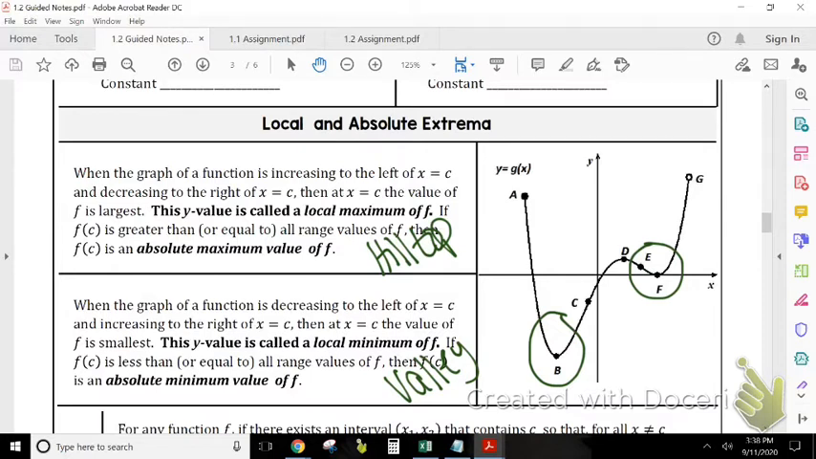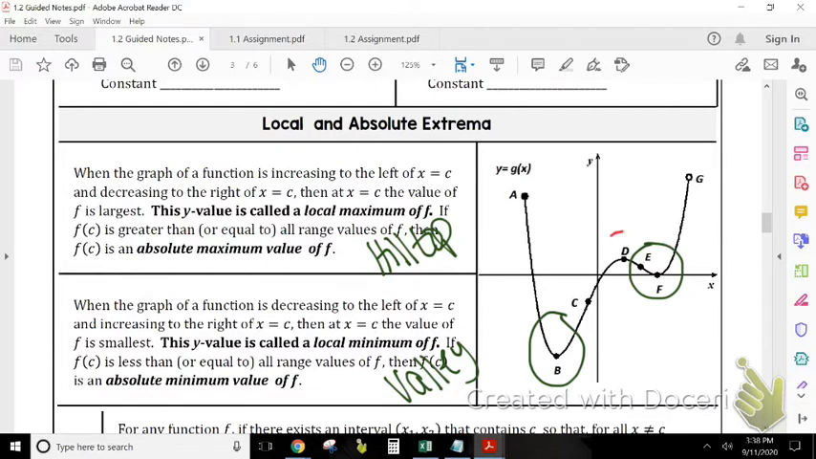So a local or relative maximum is going to be the highest point within a circle. Alright, some reason this keeps pausing itself because I had something showing up, some iOS update or something. Alright, so a local maximum is going to be a hilltop, okay?